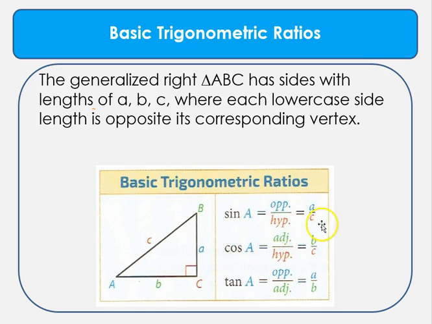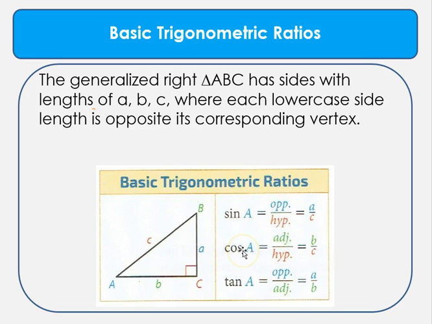So now let's take a look at our ratios, and this is what you need to have in your notes. You should have a drawing of this triangle, and then you can shorten and abbreviate the names of the ratios. So sine now becomes SIN. Sine angle A equals opposite over hypotenuse, which would be the ratio A over C. So that's opposite over hypotenuse.